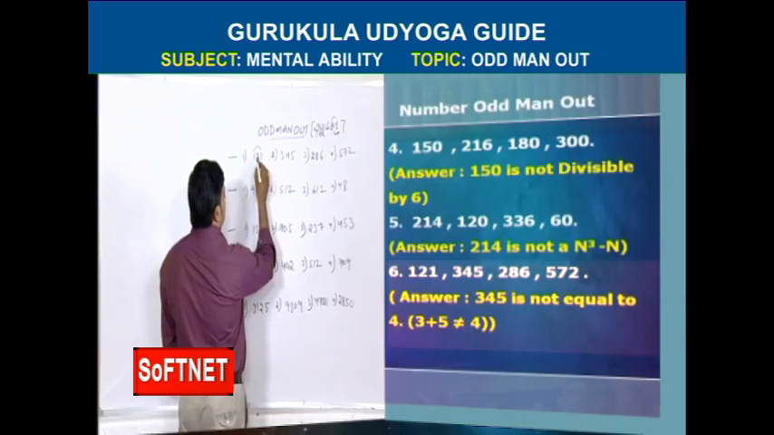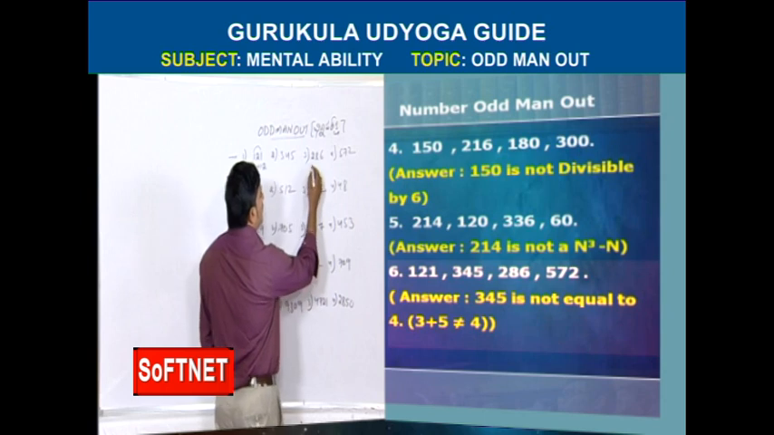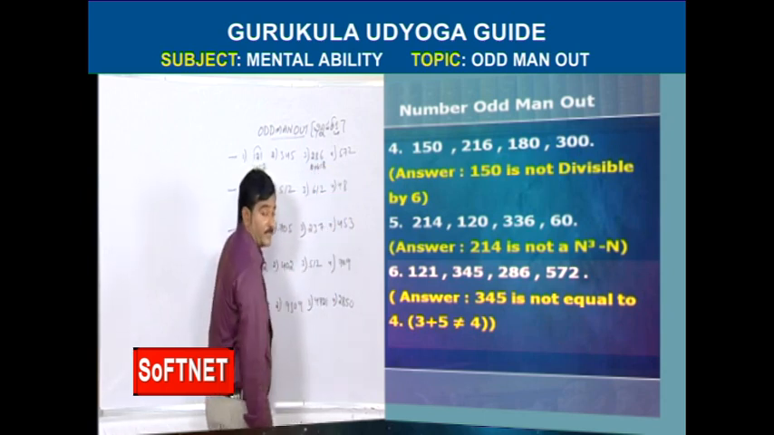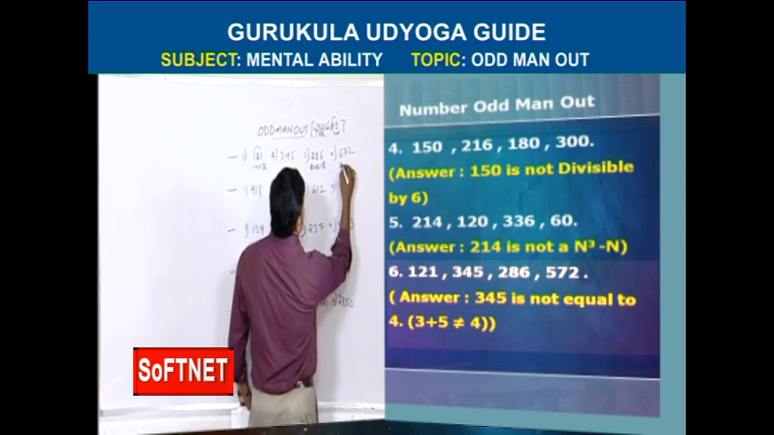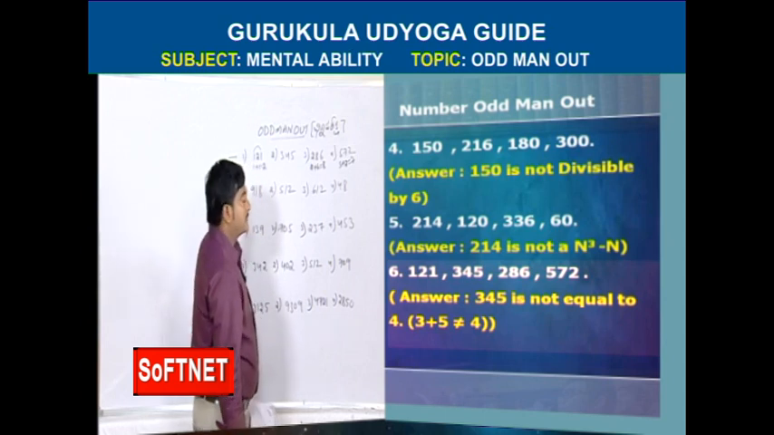So 1 plus 1, how much am I getting? 2. Similarly, add these two also: 2 plus 6 is equal to 8. Similarly, 5 plus 2 means 7. So what is the concept involved here?